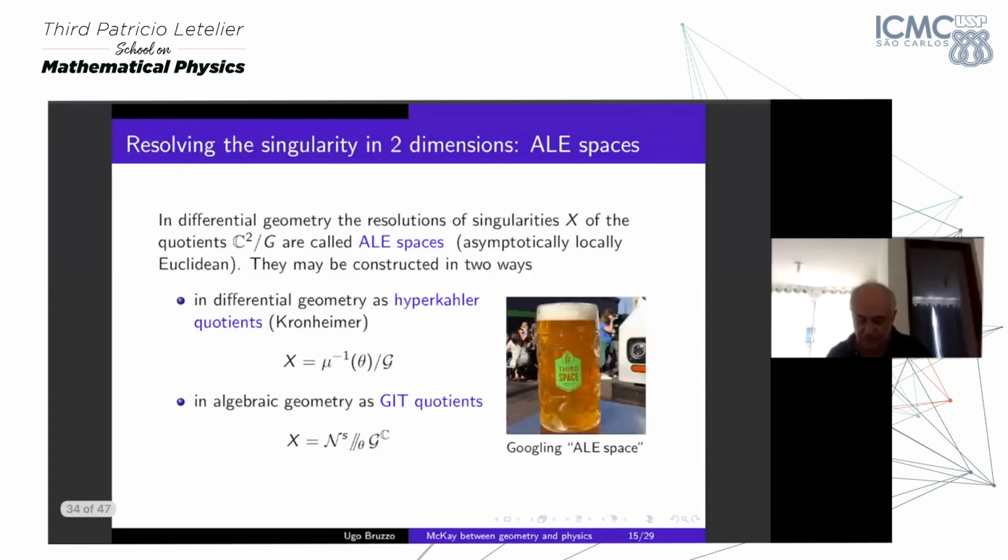This is a small pun in the sense that if you Google ALE, of course, in particular, you can even Google ALE space, and if you Google ALE space, this is what you get. You see, it's even written on the glass, third space. It's a nail whose name is third space.